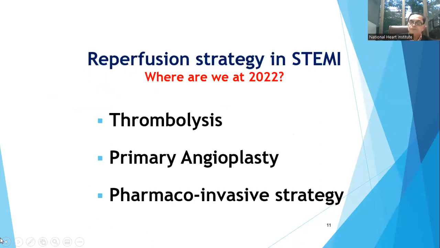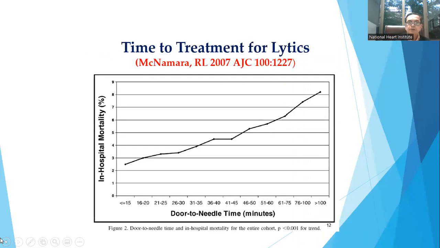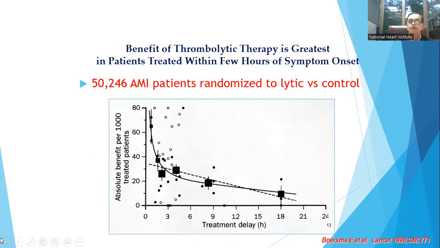As of now, we have three modes of reperfusion available with us: thrombolysis, primary angioplasty, and pharmacoinvasive strategy. This is a graph taken from the good old time, almost 25 years ago. As we can see, this is in reference to thrombolysis. As the door to needle time increases, in-hospital mortality increases. Therefore, as the patient presents to the hospital, the quicker we reperfuse with the thrombolytic drug, the more we reduce the door to needle time, and therefore we reduce the overall mortality.